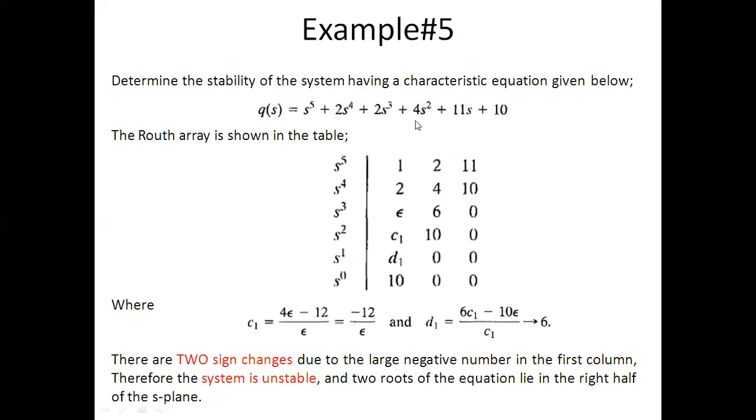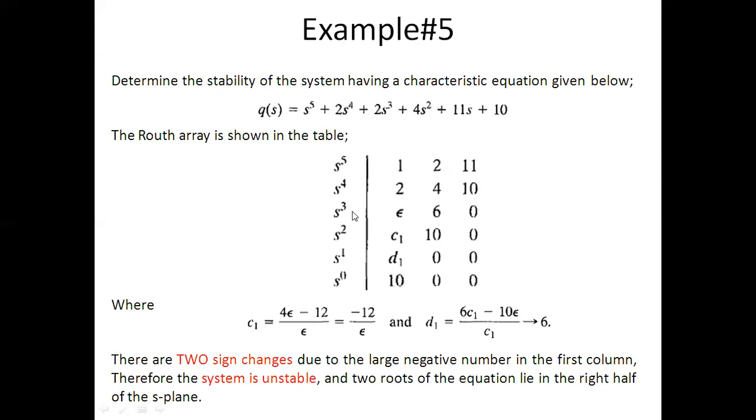Now there is a characteristic equation: s to the power 5 plus 2 s to the power 4 plus 2 s cubed plus 4 s square plus 11 s plus 10. We are doing the Routh array. From there, we put the values of s to the power 5: the coefficients are 1, 2, and 11. For s to the power 4, it is 2, 4, and 10.